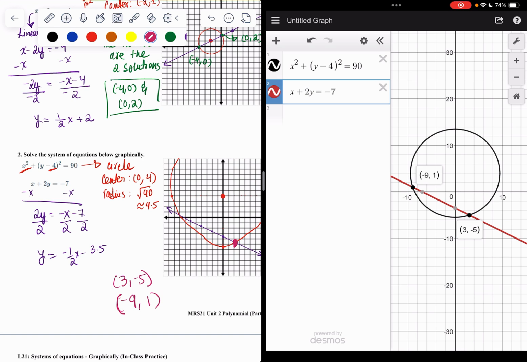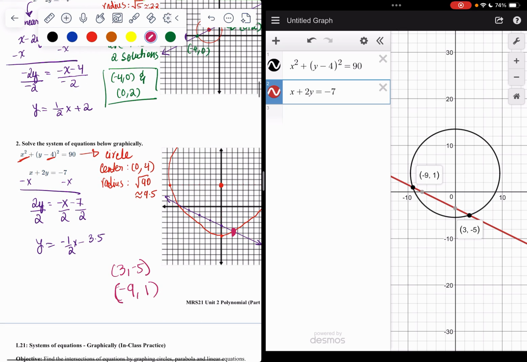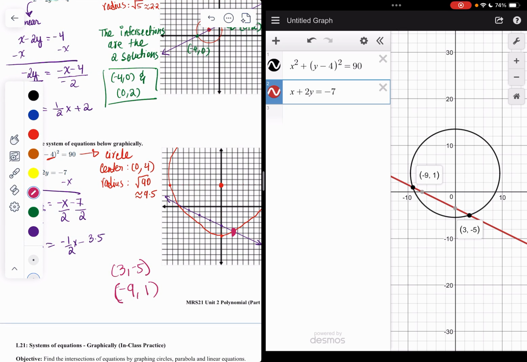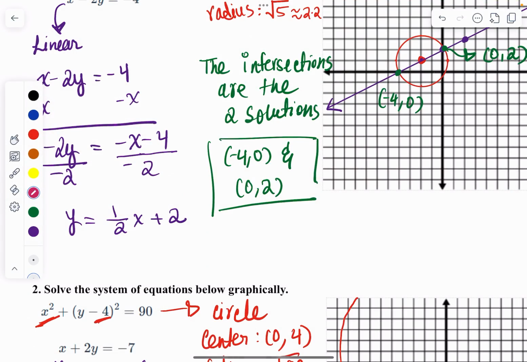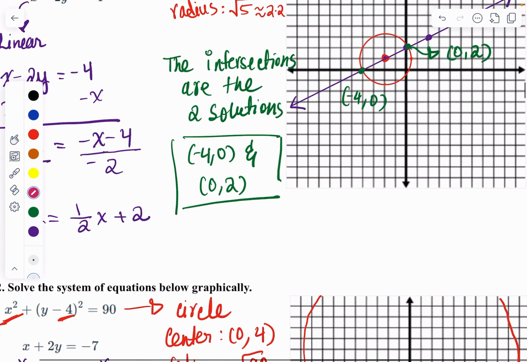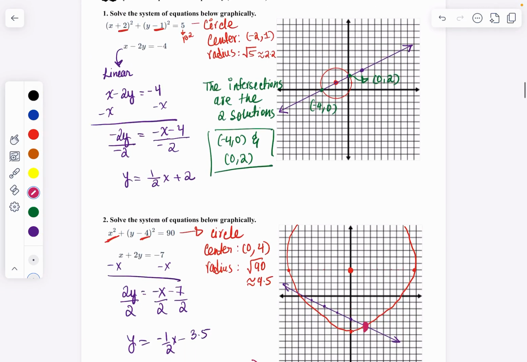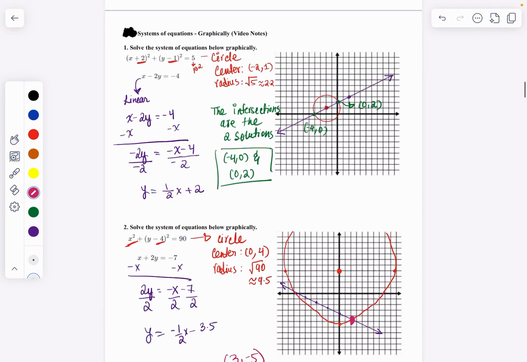So in this situation, it was a little bit shaky to see it accurately. To make it more accurate, in these kinds of scenarios, I would recommend solving it algebraically, but that is something that we focus on in the next video. So for now, you can go ahead, take all the notes you need, and I will see you all tomorrow.